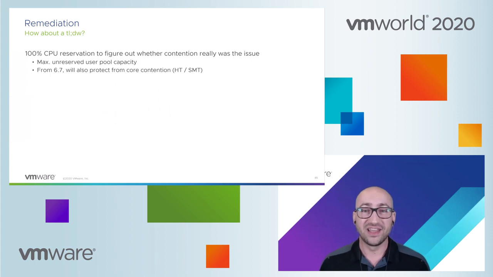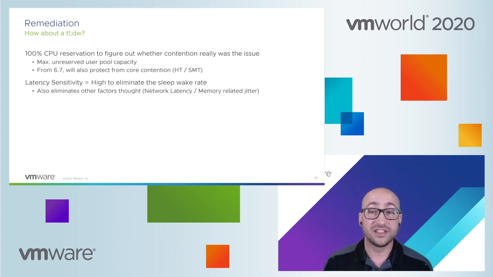So how do you remediate that, right? I mean, I just watched you for the better part of 40 minutes. Okay, we're getting pretty close to the time here. And what can I do? Well, if you think it is a ready time, you just reserve the VM, right? And again, in 6.7, that even will guarantee you a maximum core throughput. It will even eliminate hyperthreading.